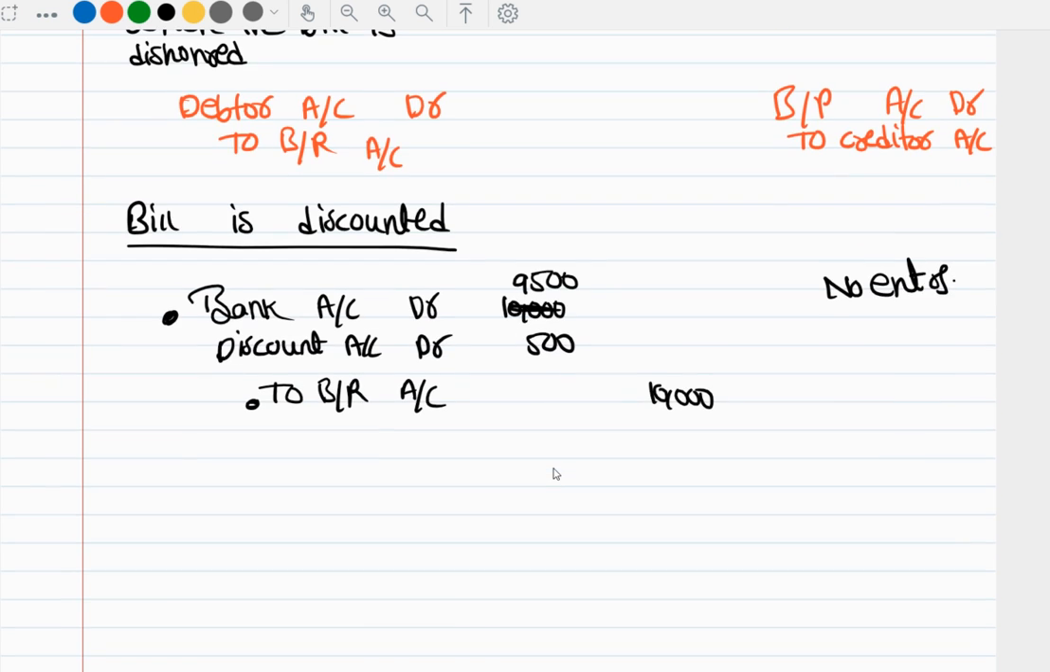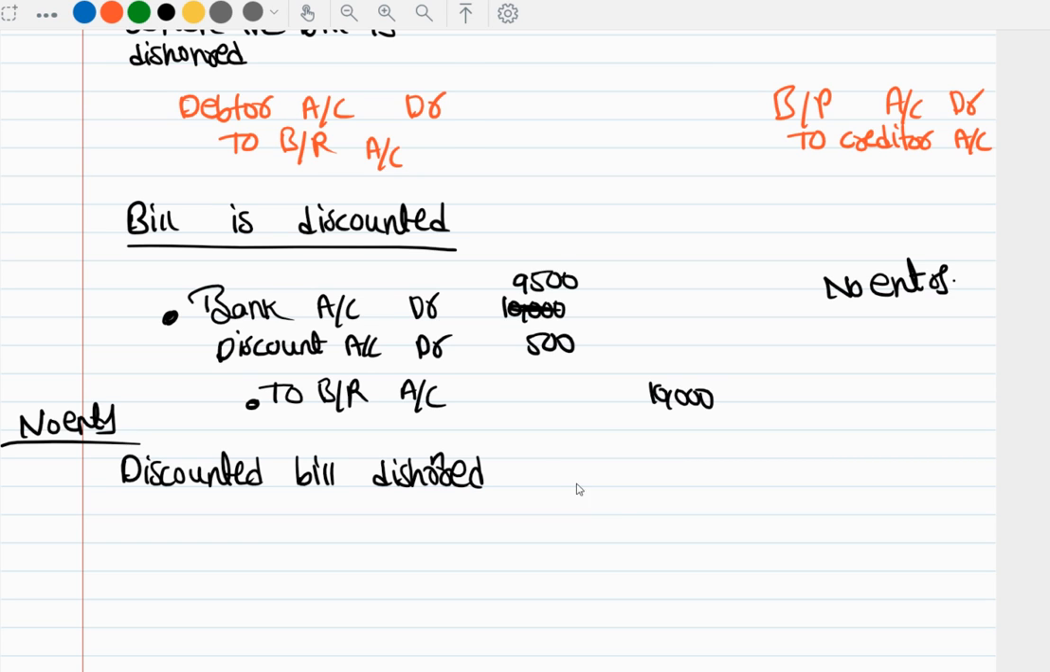When the discounted bill is dishonored, what if it is honored? If the discounted bill is honored, no entry.